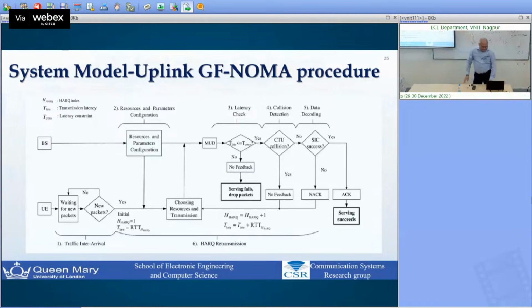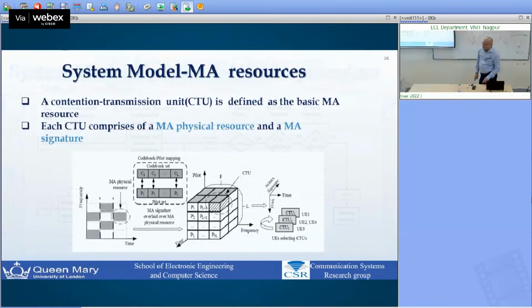Now we will see what is meant by contention transmission unit. You are familiar with the LTE resource block. Here one resource block is 180 kilohertz by 1 millisecond. So contention transmission unit means, with every resource block we have a signature sequence. So the third domain is a signature sequence.